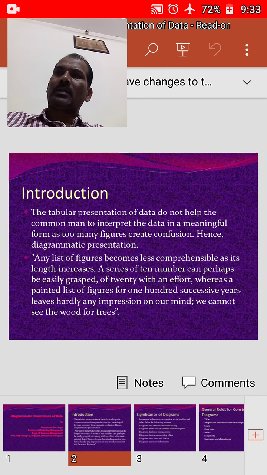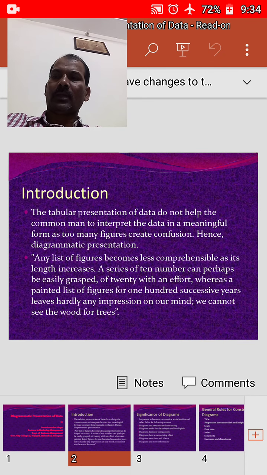Hello, today's class is on diagram presentation of data. The purpose of classification and tabulation is to summarize and present the data in a definite and systematic manner. However, these techniques of presentation of data do not help the common man to interpret the data in a meaningful form, as too many figures create confusion. Therefore, statistical results are presented through diagrams and graphs, which are important media for presenting the statistical data and highlighting their basic facts and relationships.